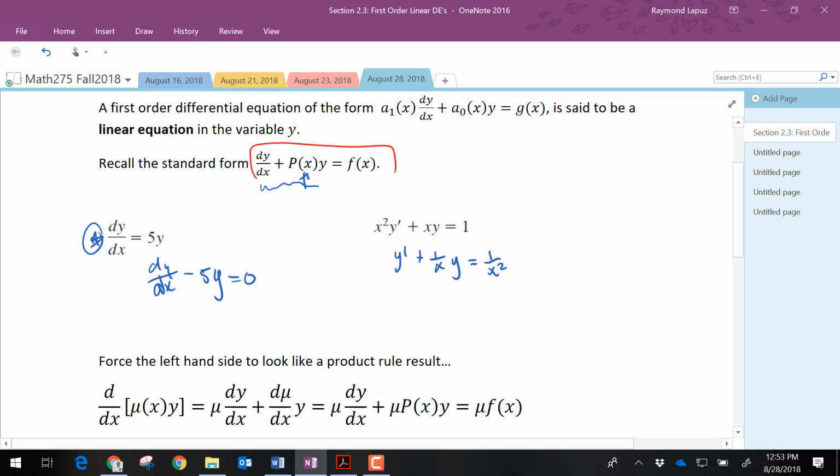So we're going to want d mu dx to be mu times the p function that we're looking for. Okay? Does that make sense? This process?